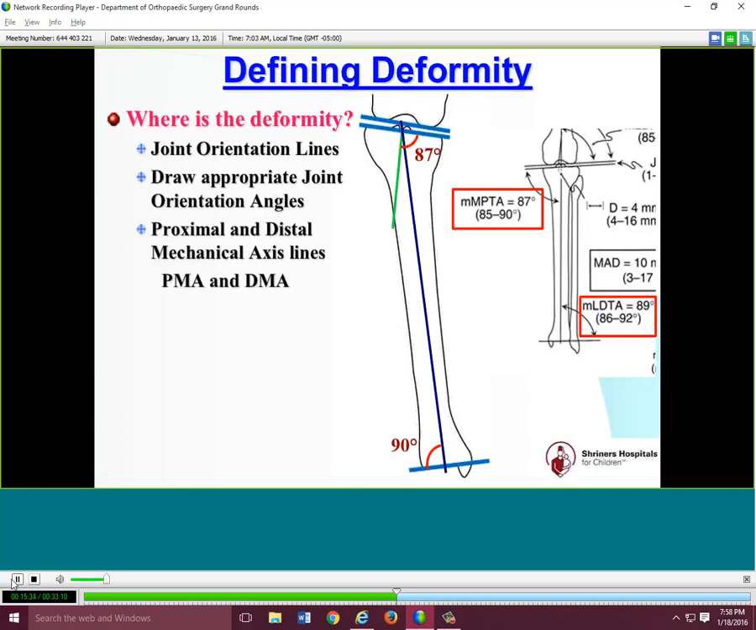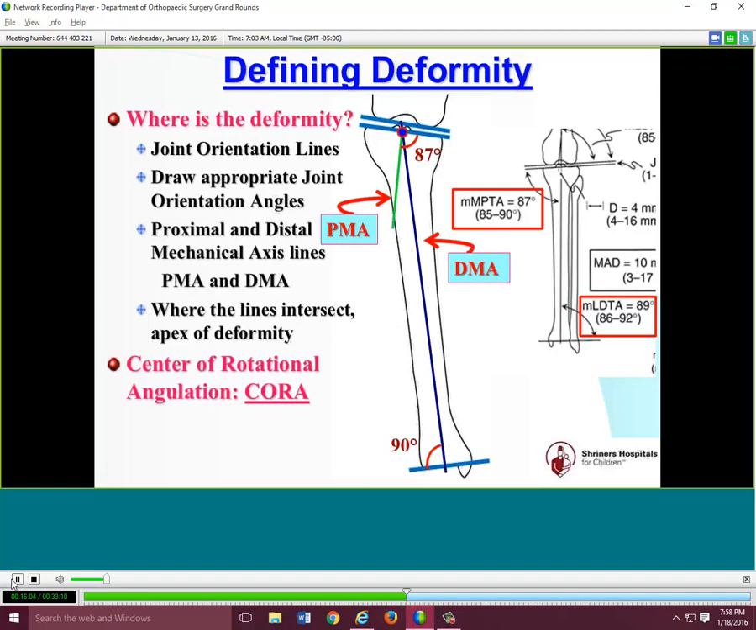And what you get is these, the little green line and the little blue line, are the proximal mechanical axis and the distal mechanical axis respectively. If this was a normal limb, then those two lines would be collinear. But in this case, they aren't, and that means that we do have a deformity there. And where they cross, that's where the apex of the deformity is. Where those lines intersect is called the center of rotational angulation, otherwise known as the CORA.